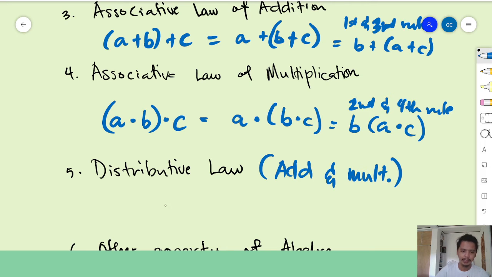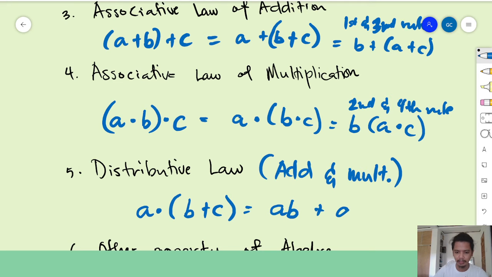Let's say you are to add B to C, okay? And outside that parenthesis, you are to multiply A. So, in essence of distributive law, this is actually just equal to A times B, okay? Plus A times C. So, paano nangyayari yon?